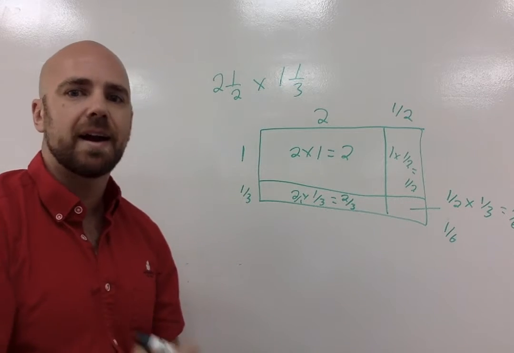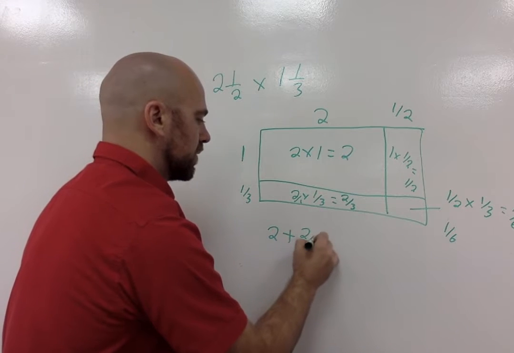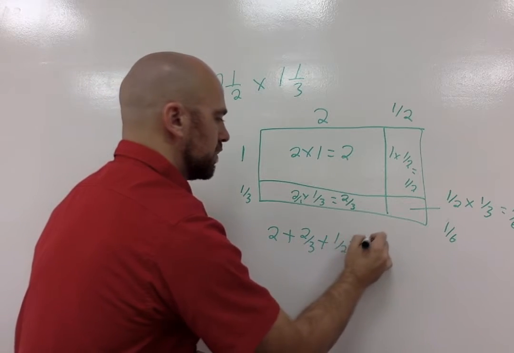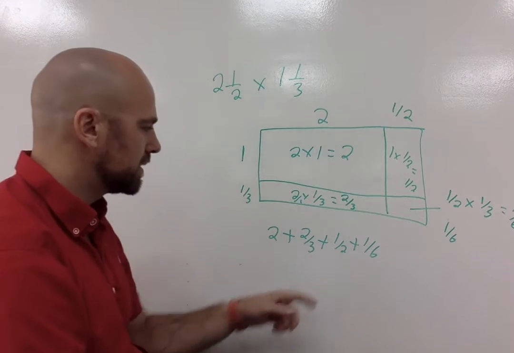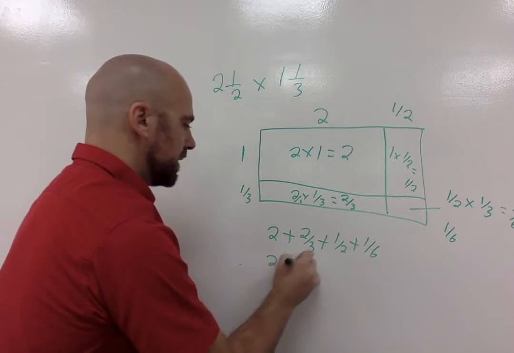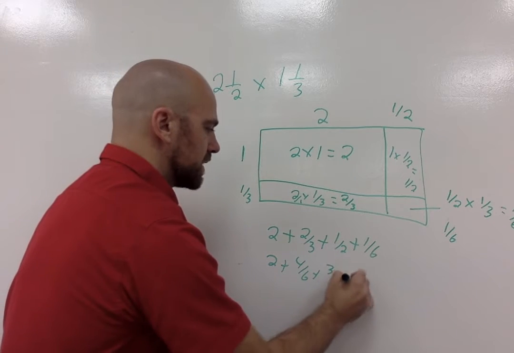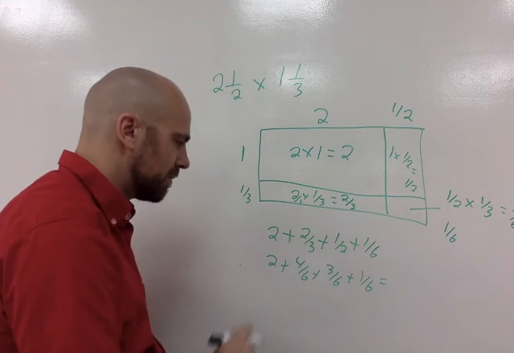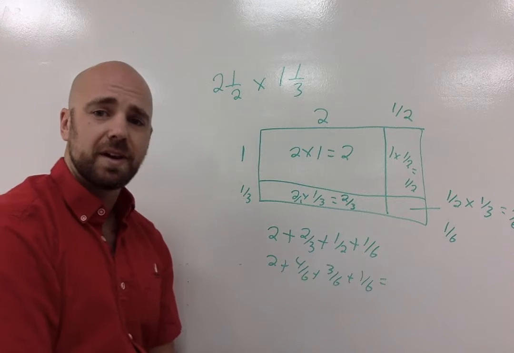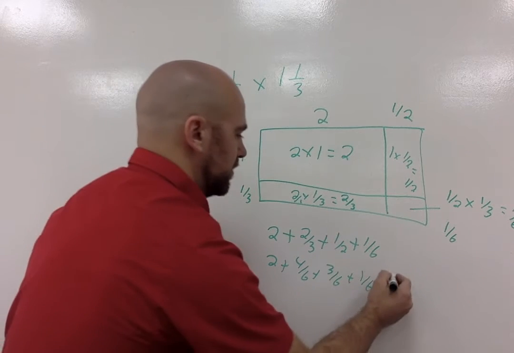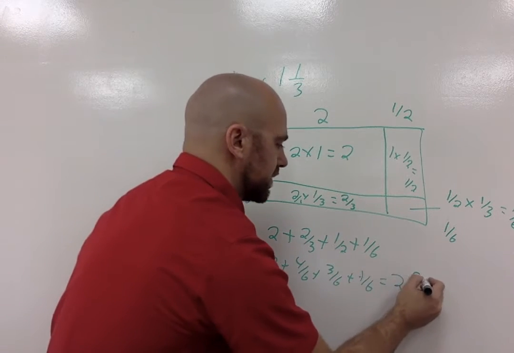Now, we're actually going to add everything together. Okay, so we have 2 wholes plus 2/3 plus 1/2 plus 1/6. Okay, now I have to find my common denominator. My common denominator is going to be 6. So 2 plus, I have to multiply both of these times 2, so 4/6, multiply both of these by 3, 3/6 plus 1/6, and then I can add them all together. I'm focusing mostly on my fractions right now. So I'm going to get kind of a mixed improper fraction. So I've got 2 wholes, now I've got 4 plus 3 is 7, plus 1 is 8/6.